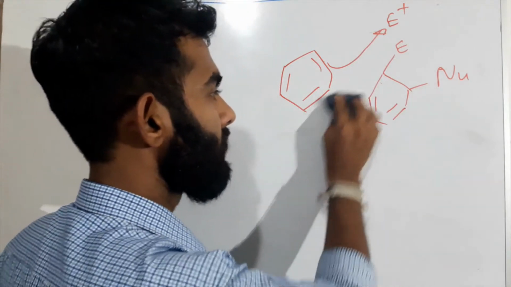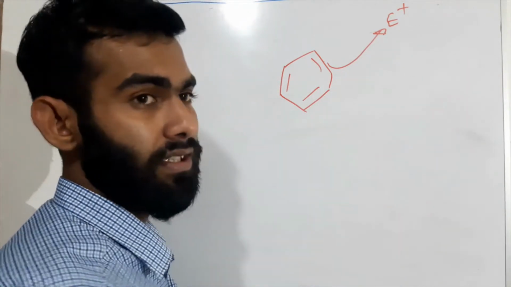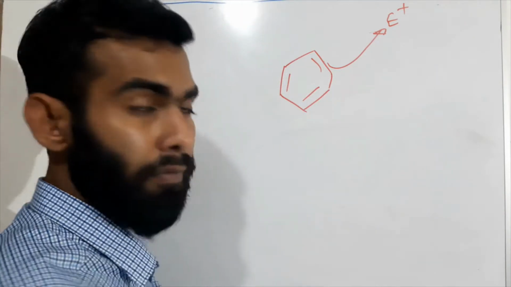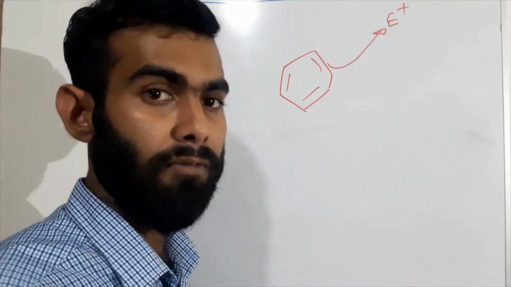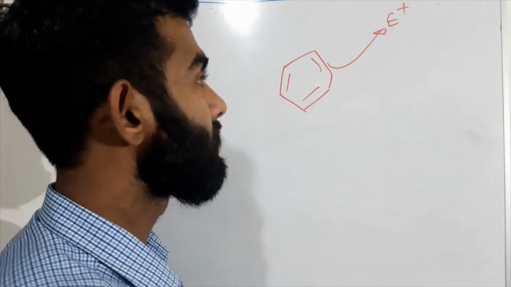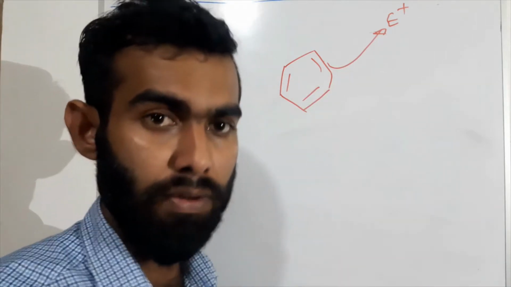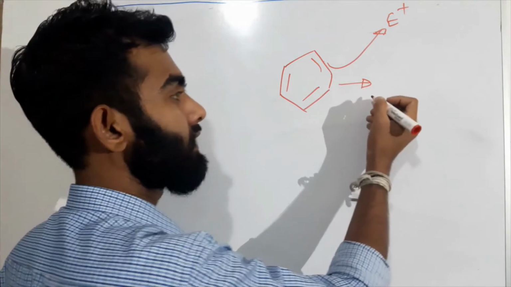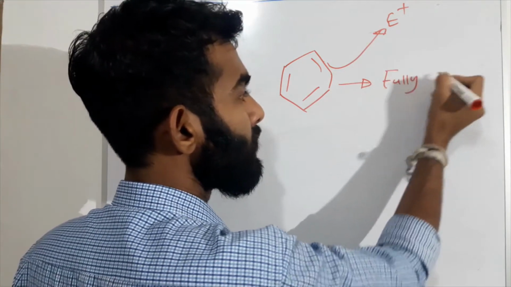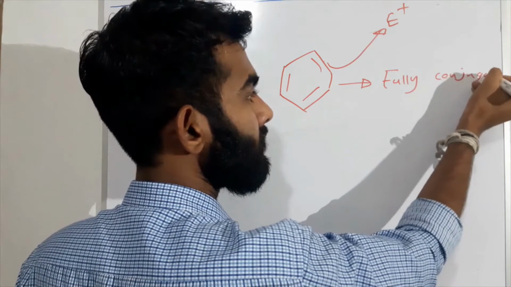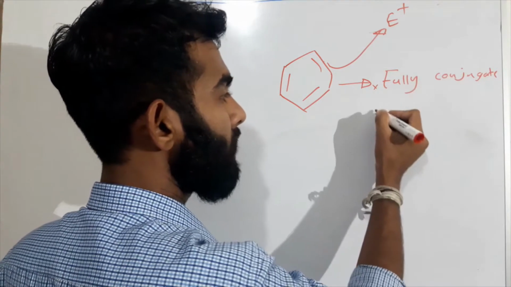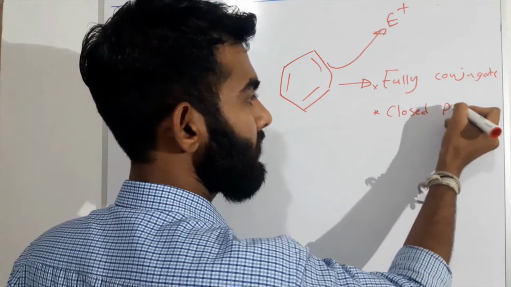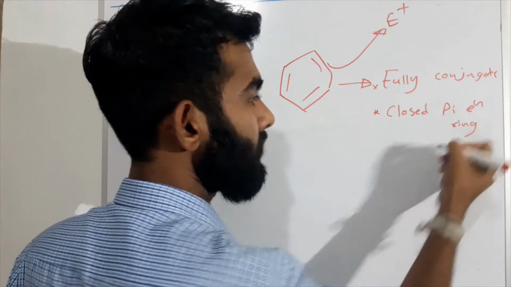Why? Benzene is not just an alkene. Obviously benzene contains three pi bonds, so three double bonds. However, this ring is more stable, very stable. Why is that? The strong reason is it is fully conjugated. It will form a closed pi-electron ring. What is that?